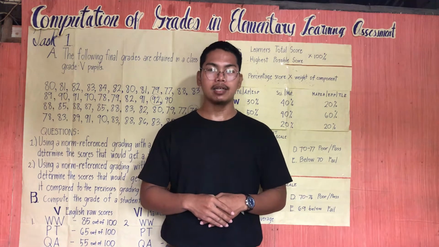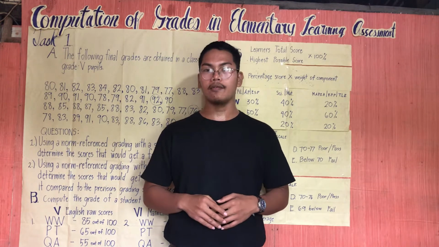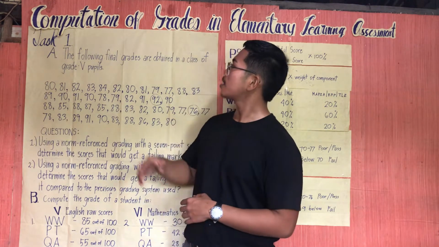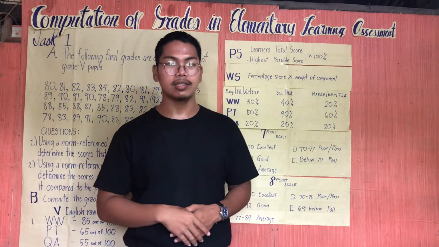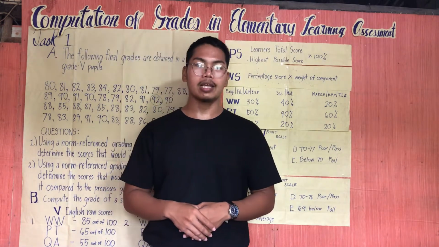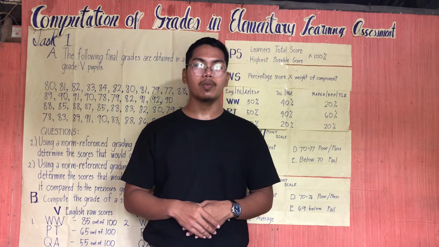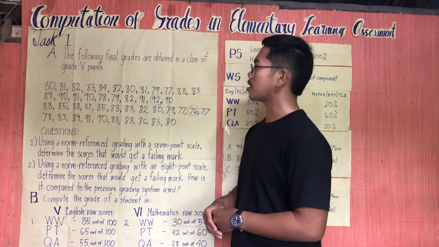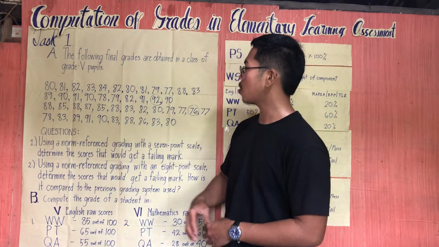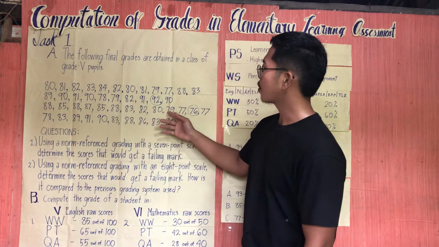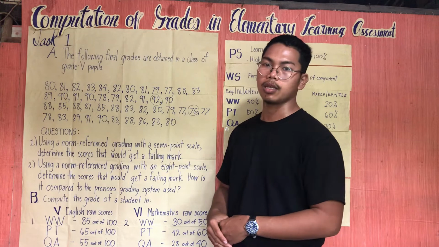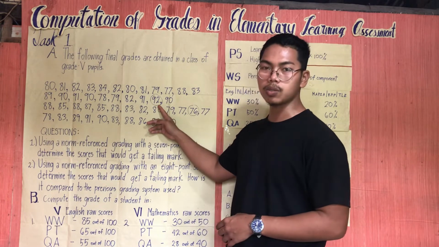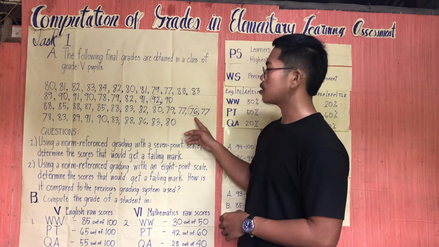I am present here in front of all of you to deliver my answer in the computation of grades in elementary learning assessment. Now we will begin with our first task, Task 1. The following grades are obtained in a class of grade 5 pupils. These are the grades of the grade 5 pupils, and we can observe that the highest grade is 92 and the lowest grade is 76.